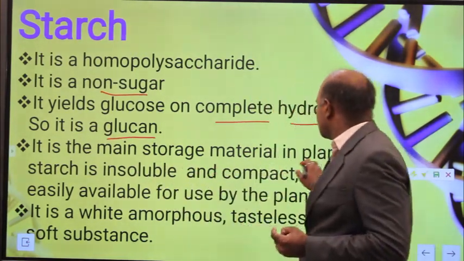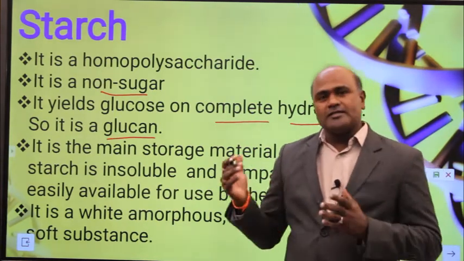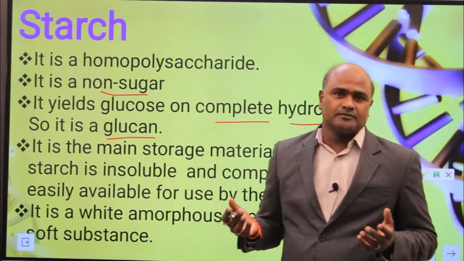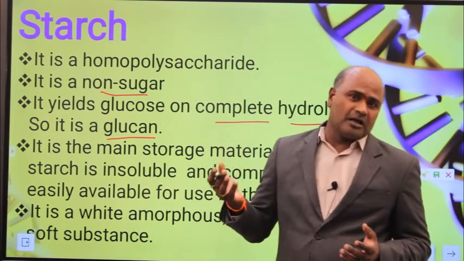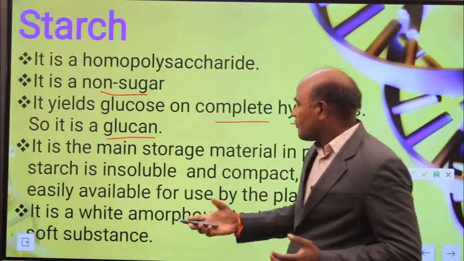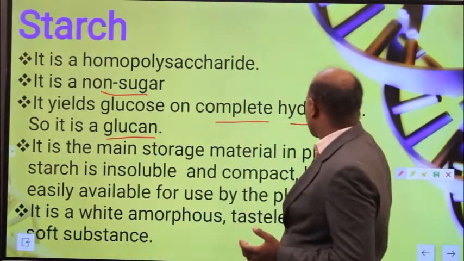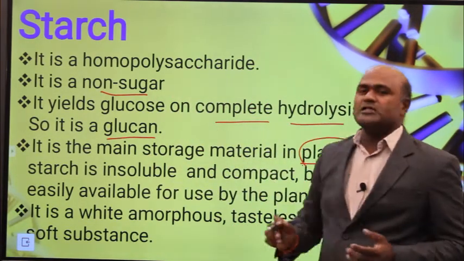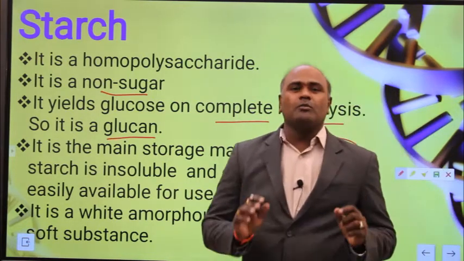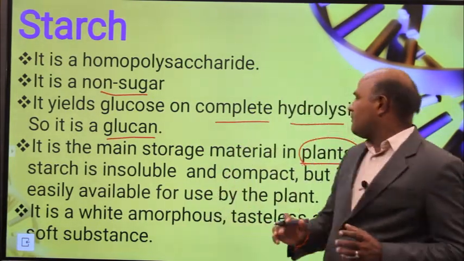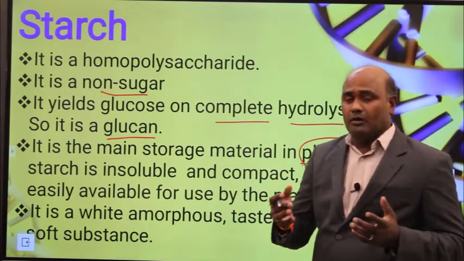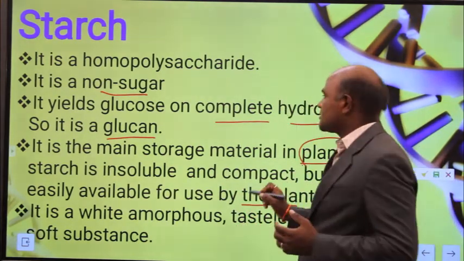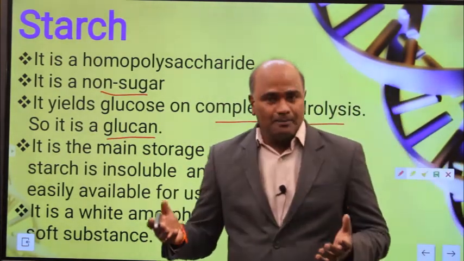It is the main storage material in plants. Whereas glycogen is found in animals, starch is found in plants. Most of the time you can see this in plants. Starch is insoluble, but it is easily available for use by the plants. So starch is a storage product in plants.